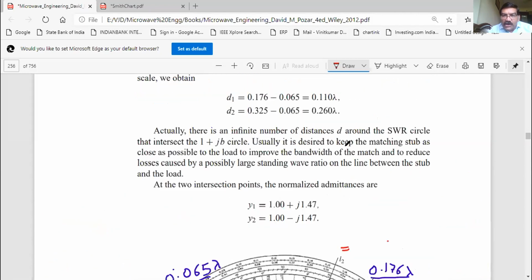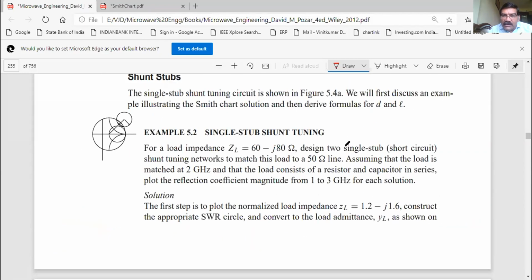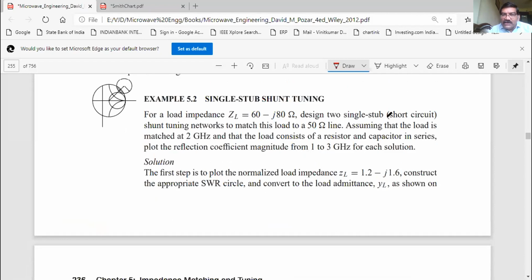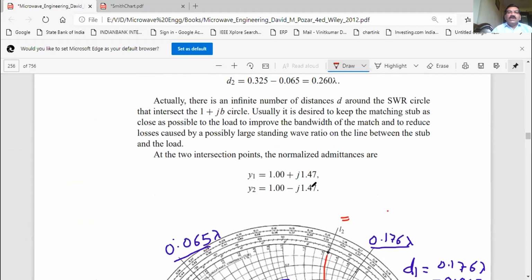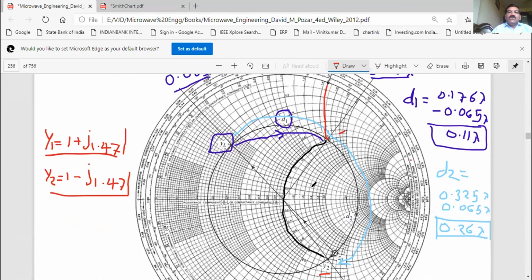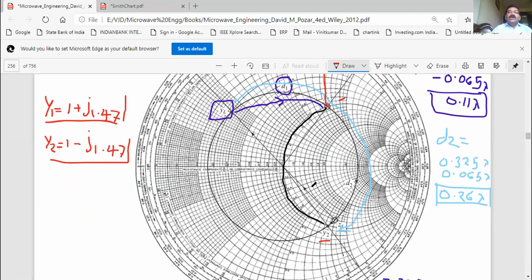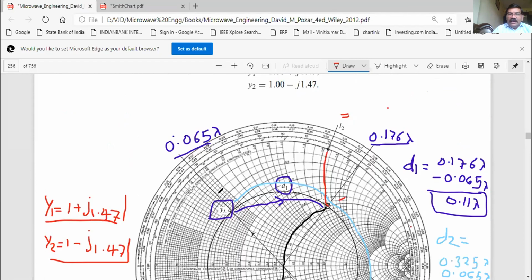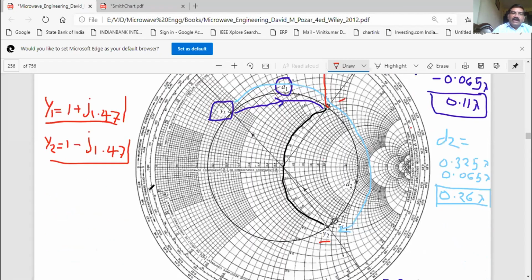So the problem is for the single short circuited stub. For the short circuited stub, you have to find the reference. What will be the reference? As we have taken from YL for D, YL to this point, for this also you have to find the reference. So, short circuited stub, I'll write here.